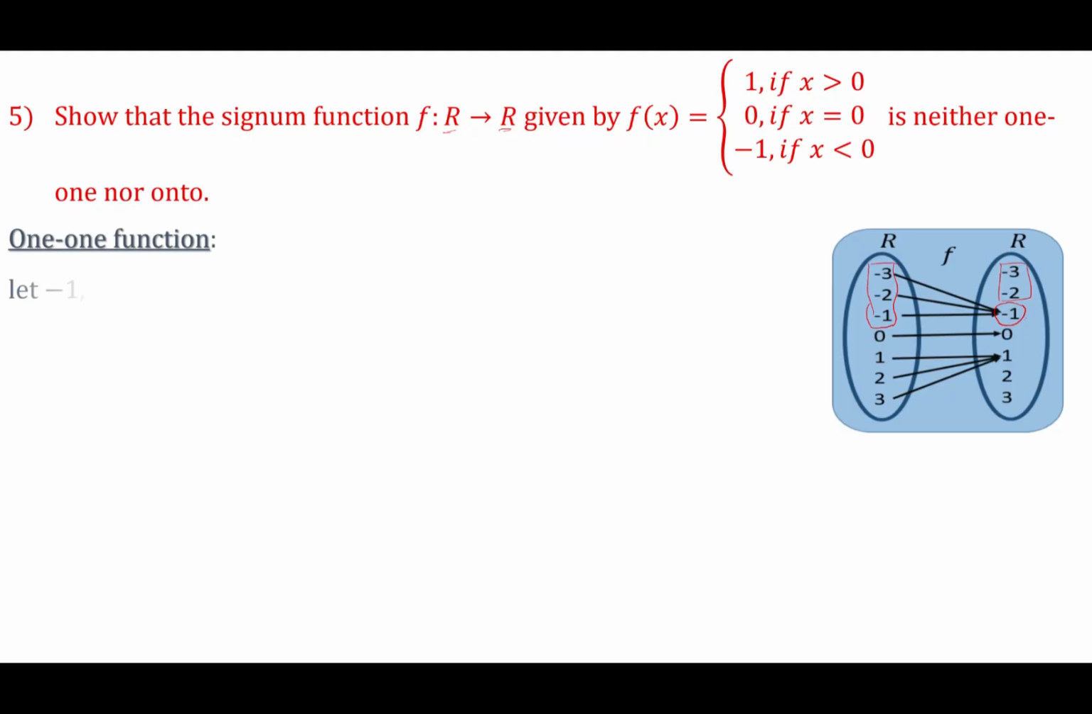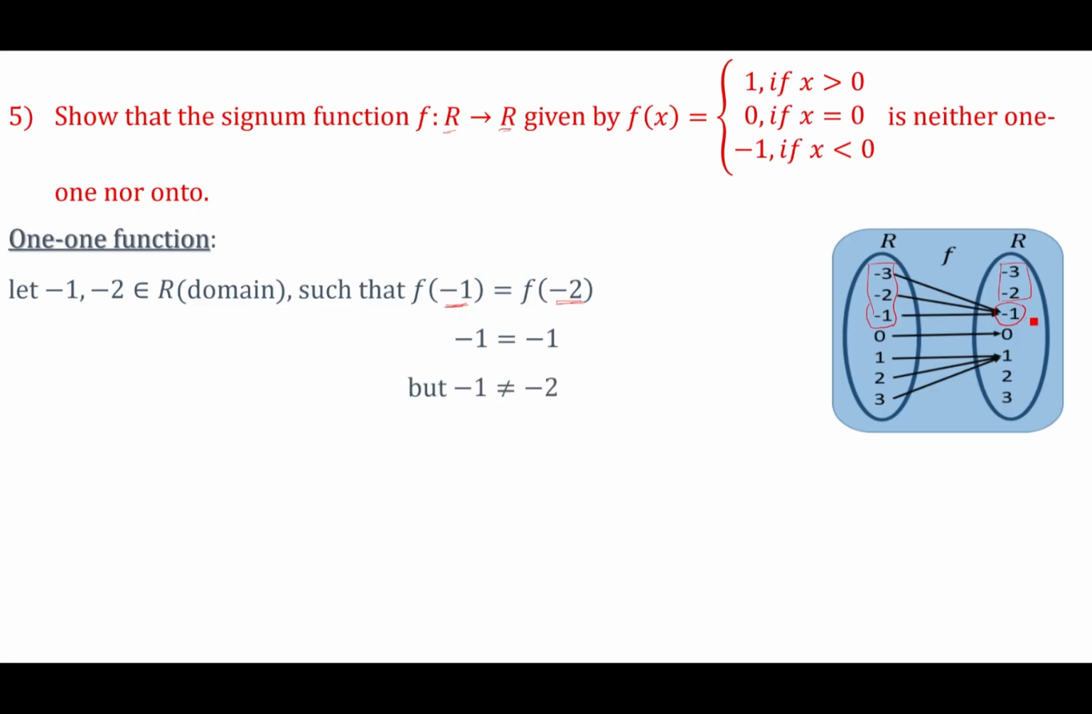Let us consider any two elements which belong to the domain. I consider two elements, negative 1 and negative 2, which belong to the domain, such that f of negative 1 is equal to f of negative 2. F of negative 1, where x is less than 0, gives the result negative 1. And f of negative 2, where x is also less than 0, gives the result negative 1. So both of them are negative 1. So negative 1 is equal to negative 1.